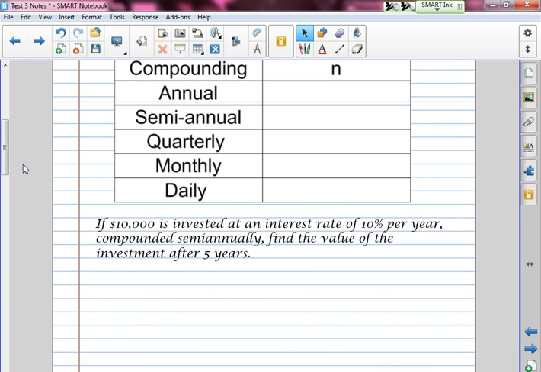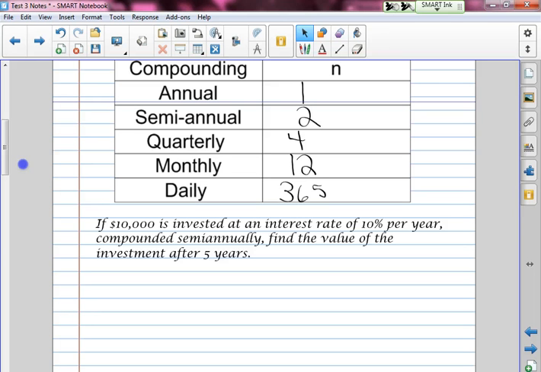All right, so the number of times it compounds per year. If it says it's compounding annually, that's 1 time. If it says it's compounding semi-annually, that's 2 times. If it says it's compounding quarterly, that's 4 times. If it says it's compounding monthly, 12 times. And compounding daily is 365. So, you need to know those values.